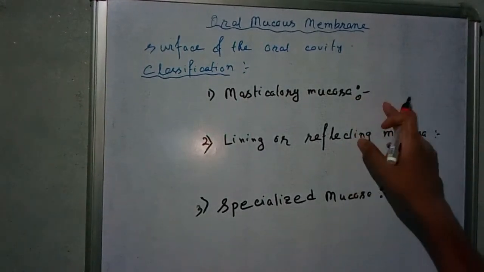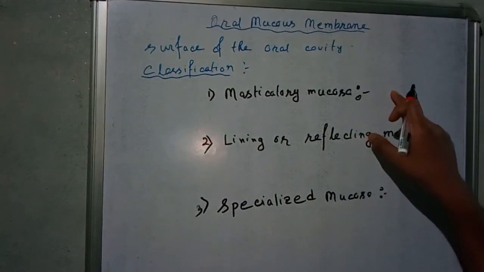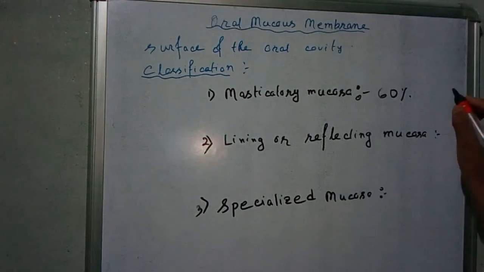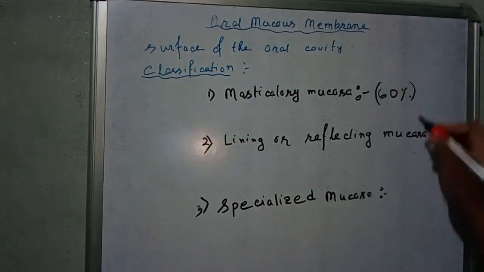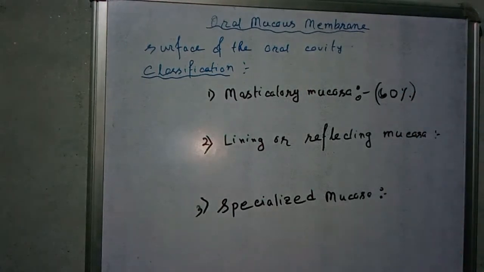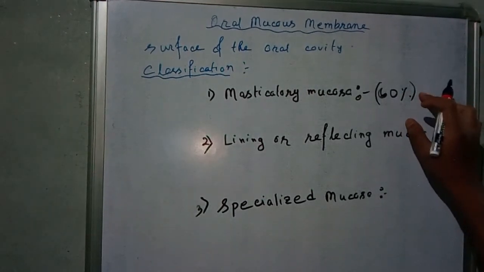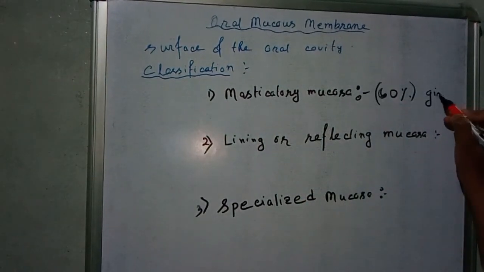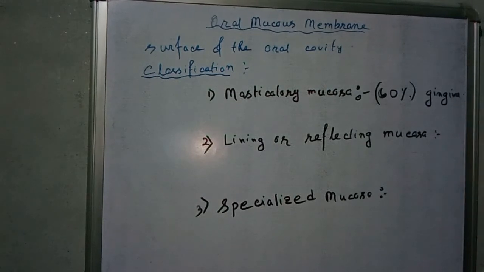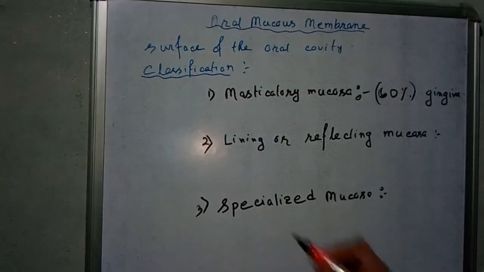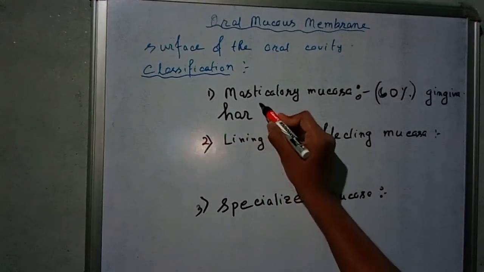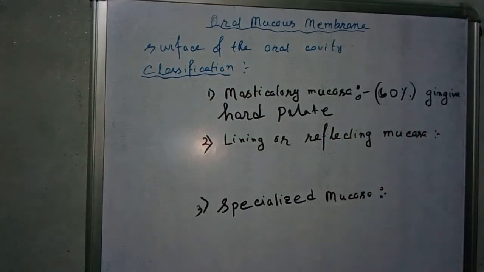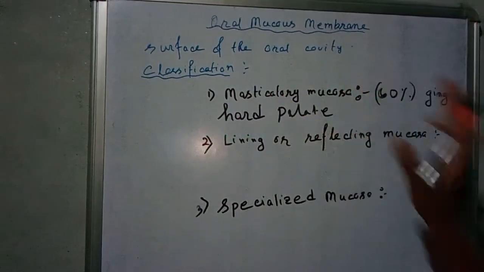Masticatory mucosa comprises about 60% of the oral cavity, and it is mainly found on the gingiva and the hard palate. In these areas, masticatory mucosa is found.